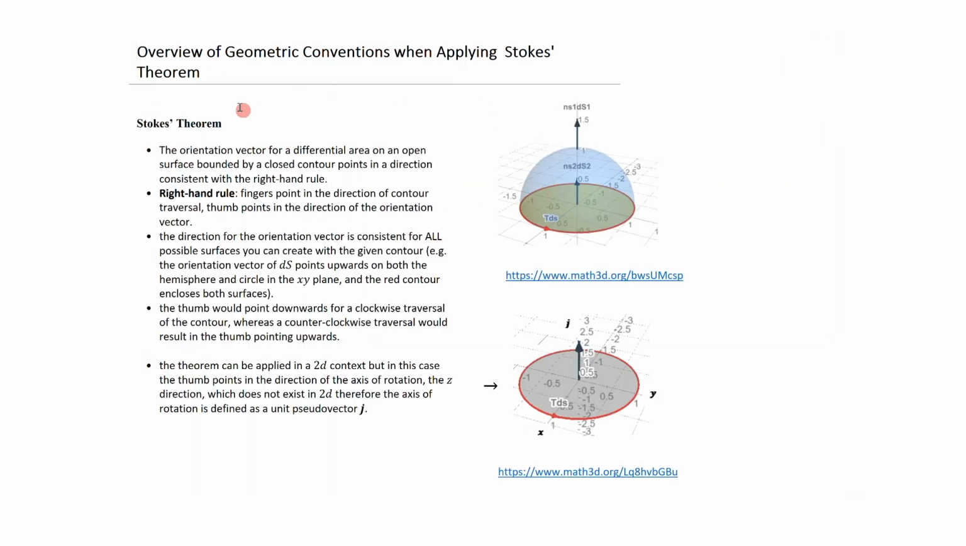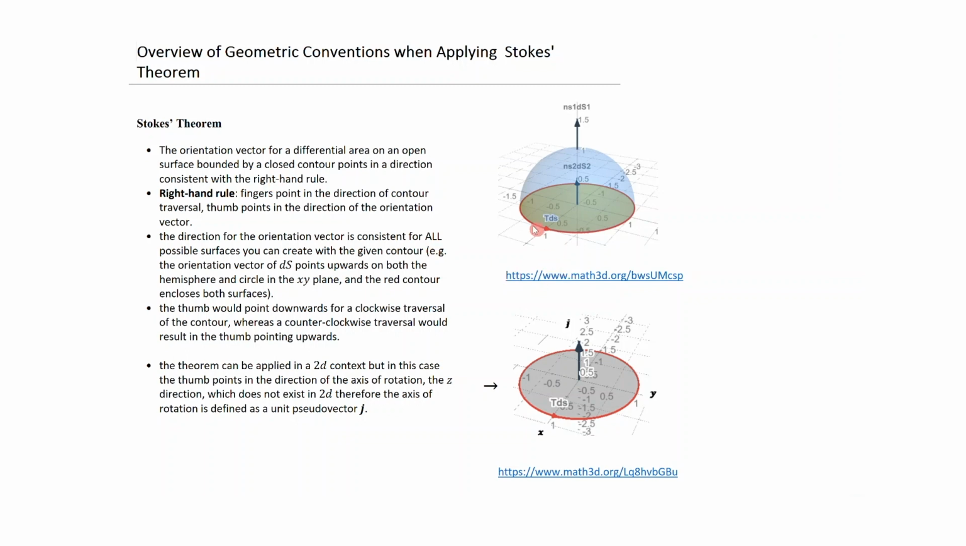All right, so what about Stokes' theorem? Stokes' theorem is a little bit different, so let's illustrate this using two specific cases, the 3D case and the 2D case. For the 3D case, I've got a little picture here on the right to depict what is going on. First of all, there is the orientation vector for a differential area on an open surface. Open basically means that it doesn't bound a volume, it's just an open surface. It's bounded by a closed contour, and it points in a direction consistent with the right-hand rule.